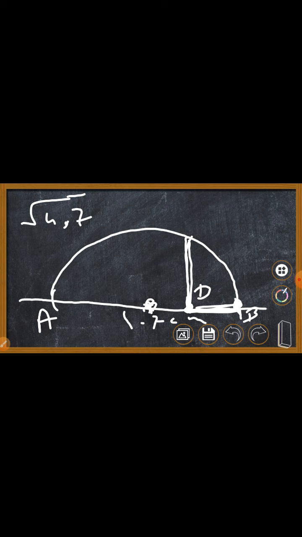Now you take the radius DE. Okay, take your compass, take the radius DE and bring it down like this. Yes, so the point where it meets the line, that is your root over of 4.7.